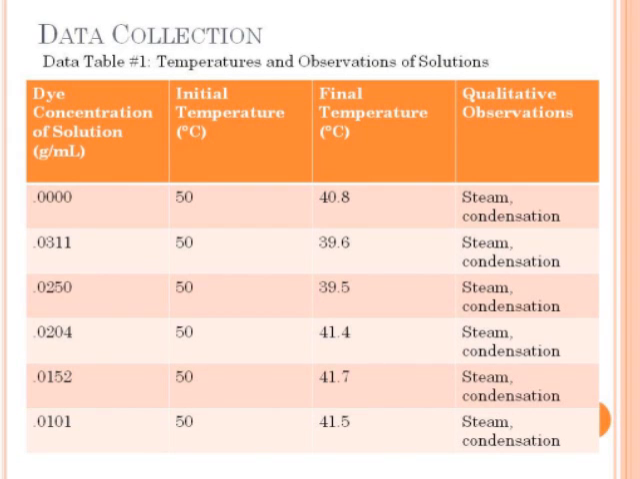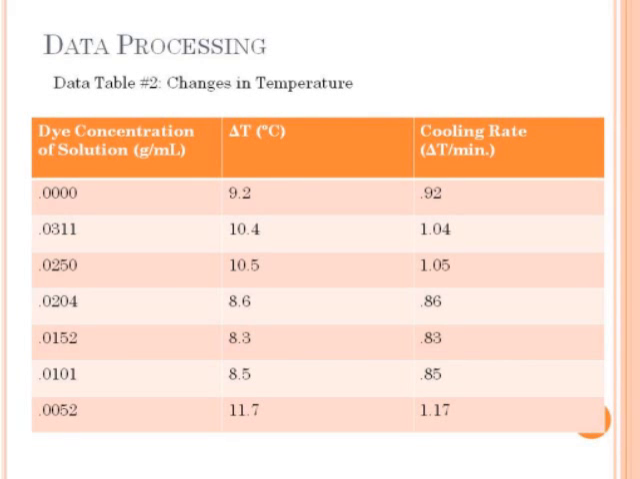Each solution was heated to an initial temperature of 50 degrees Celsius, and during the heating process of each solution, steam and condensation were present. While the final temperatures for each solution differed slightly, they were all relatively close to 40 degrees Celsius. We processed our data in a tabulated data table titled Temperature Changes and Cooling Rates of Solutions. Here we calculated the changes in temperature and the cooling rates of each solution.